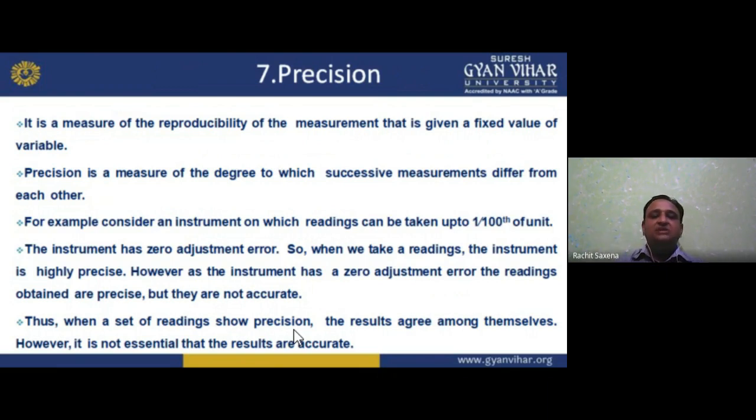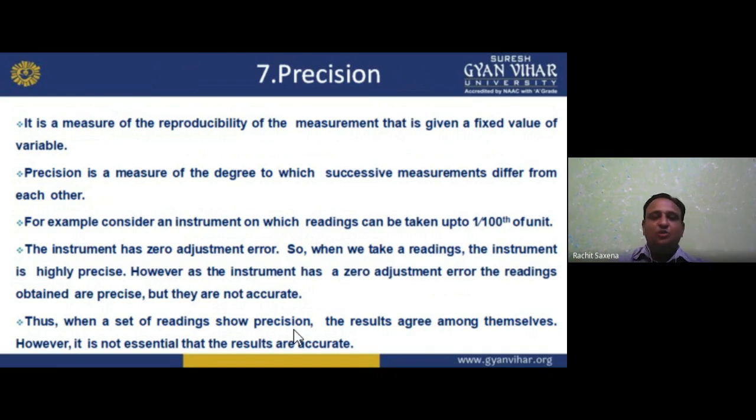Now the precision is a measure of the degree to which successive measurements differ from each other. For example, consider an instrument on which reading can be taken up to 1 by 100 of the unit.